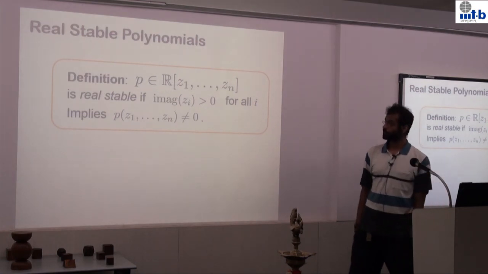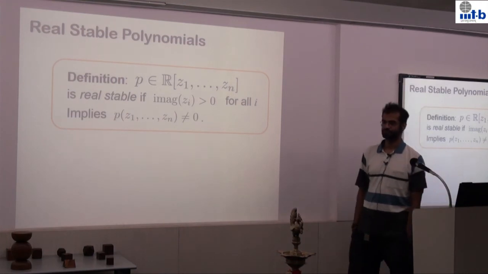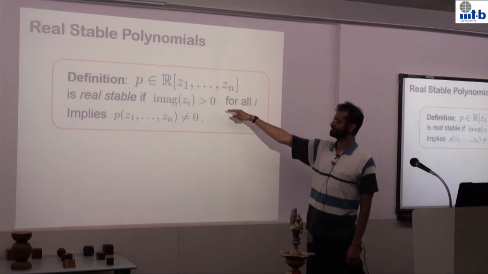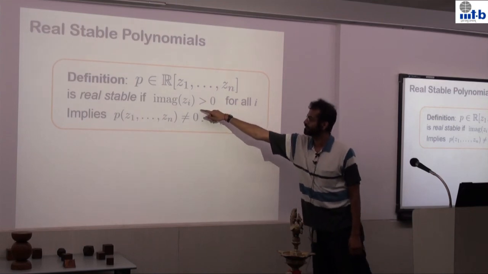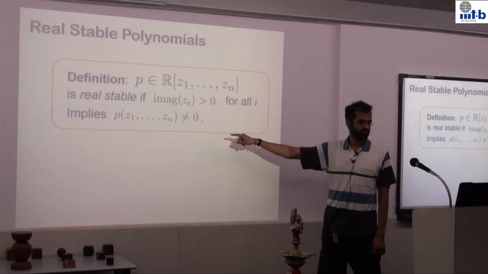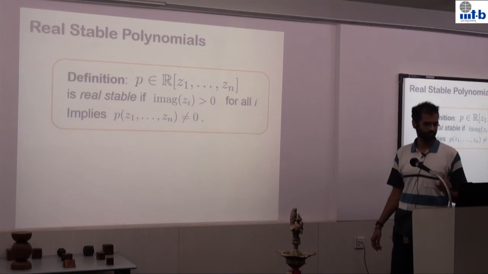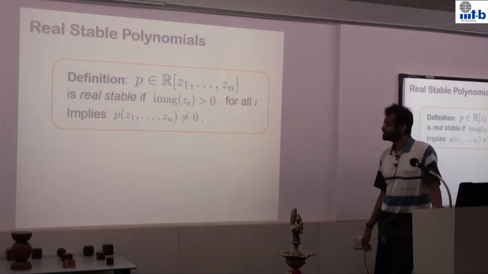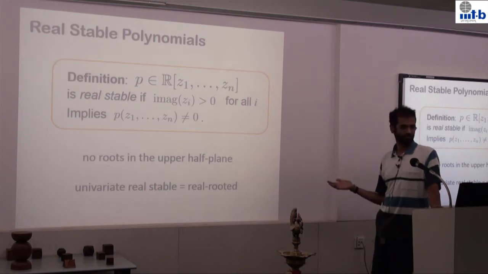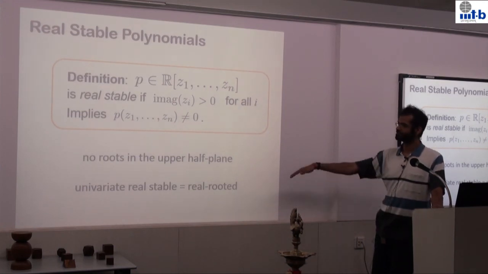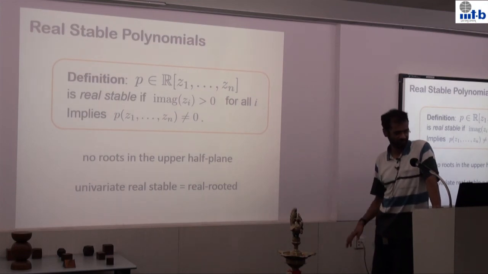A polynomial p with real coefficients in variables z1 through zn is real stable if whenever you plug in z_i in the upper half plane, strictly in the upper half plane, imaginary part strictly greater than 0, it's non-zero. So it has no zeros with all entries strictly in the upper half plane. That's a real stable polynomial. The first thing to observe is that a univariate real stable polynomial is the same thing as a real-rooted polynomial, because in the univariate case, roots occur in conjugate pairs. If you don't have any roots in the upper half plane, you don't have any in the lower half plane either. So the 1D case of this is real-rootedness. It's a generalization of real-rootedness.